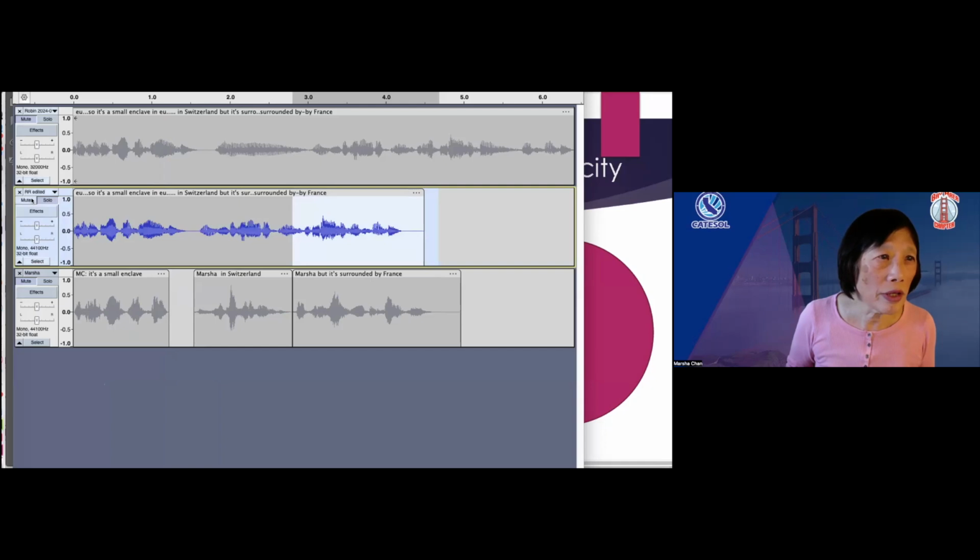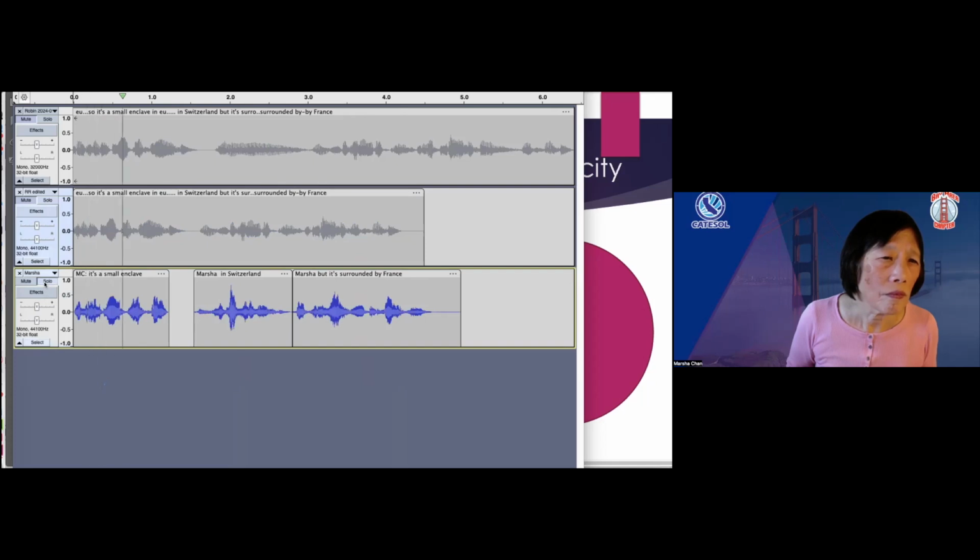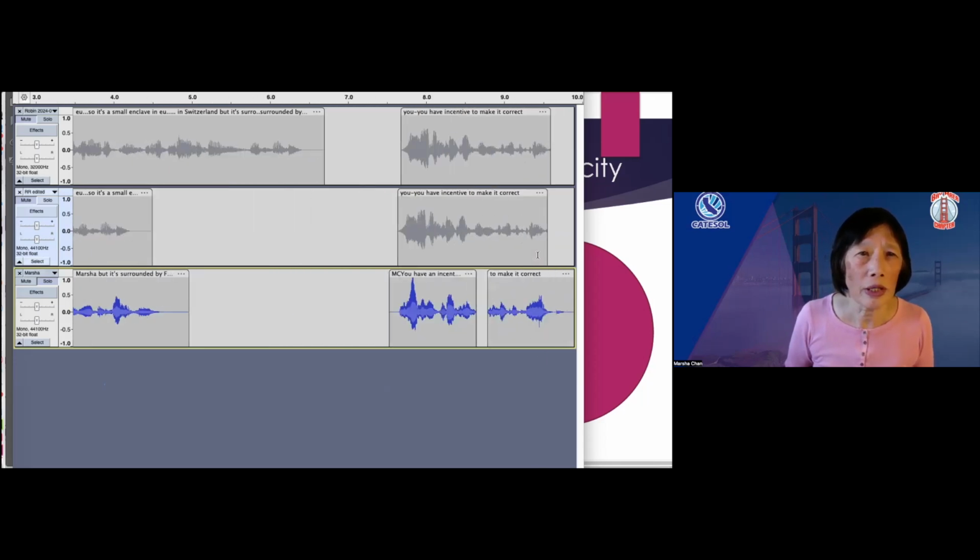So his whole thing sounds like this. It's a small enclave in Switzerland, but it's surrounded by France. It's a small enclave in Switzerland, but surrounded by France. I have this gap here just because I was trying to match up with his speech. Okay, here's another one.